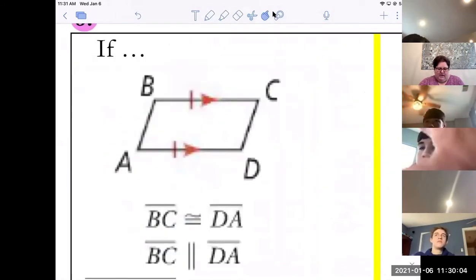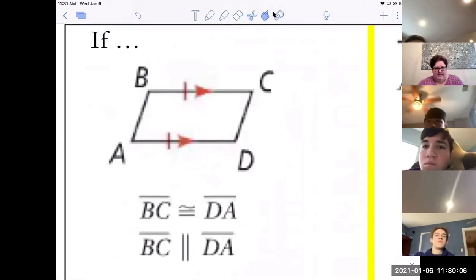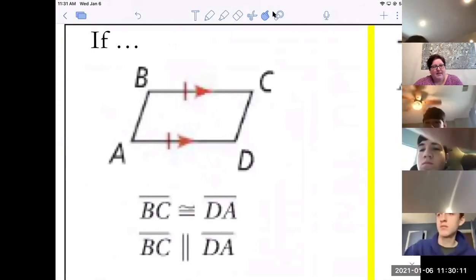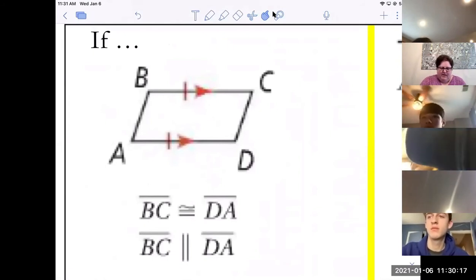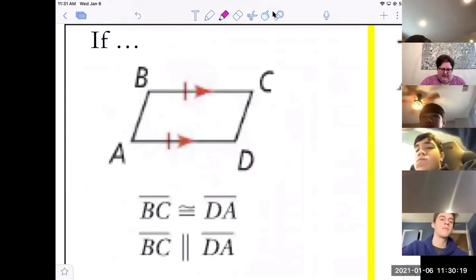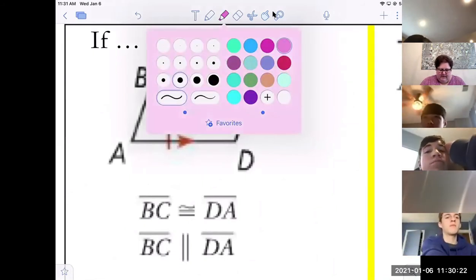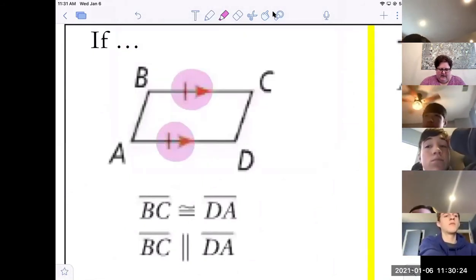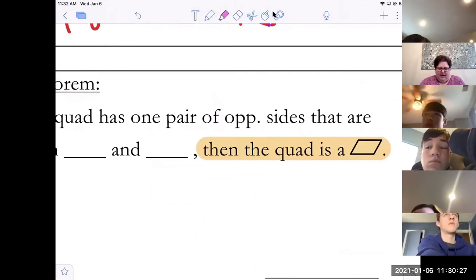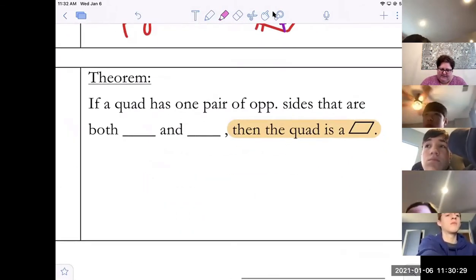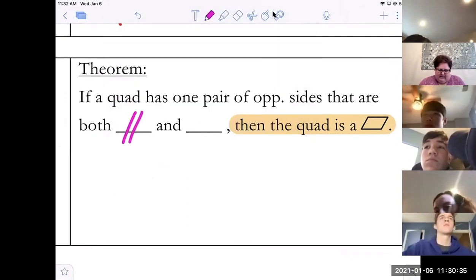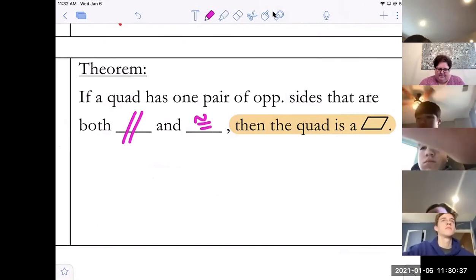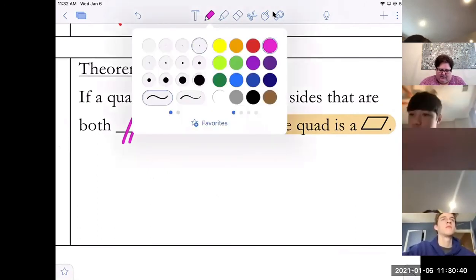So what you're given here is that the same pair of sides is what? Anya, tell me what that. Parallel and congruent. Oh, you're good. Okay, thank you. The same pair of sides is both parallel and congruent. If a quad has one pair of opposite sides that are both parallel and congruent, then the quad is a parallelogram. Now again, be careful.